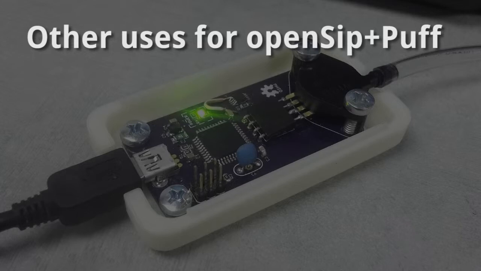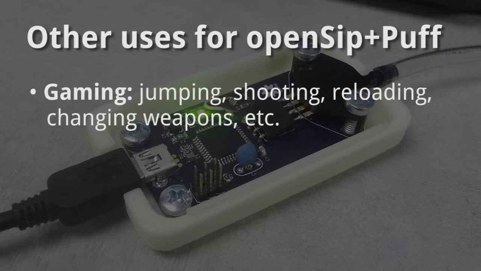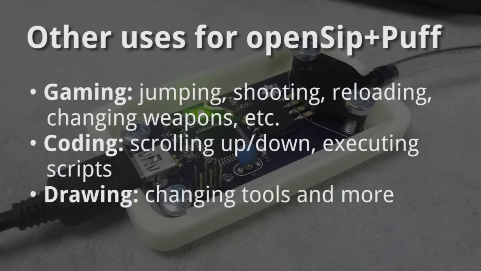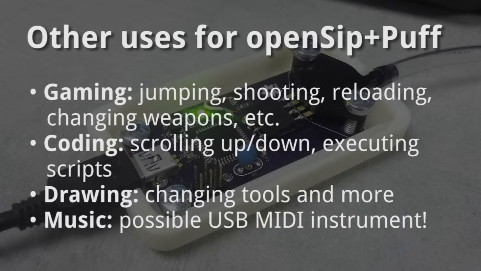Sip+Puff interfaces are not just useful in assistive technology, they can also be used anytime that you want to perform keyboard or mouse activity while your hands are full, or you just want a fun way to interact with your computer. Say you want to jump or shoot or reload while gaming, or scroll up and down while you're coding for long periods of time, or maybe just change tools when you're using GIMP or Inkscape. With a little help, this device may actually be useful as a musical instrument or expressive drawing tool of some sort. I'd really like to get the device into the hands of curious people who could explore these types of applications with me.